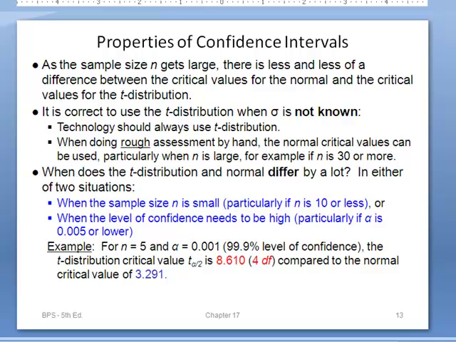Now, when does the t-distribution and the normal distribution differ a lot? We already saw this when the sample size is very small. You see those numbers are very different. And when the confidence level needs to be very high, particularly if we have alphas of 0.005 or higher.